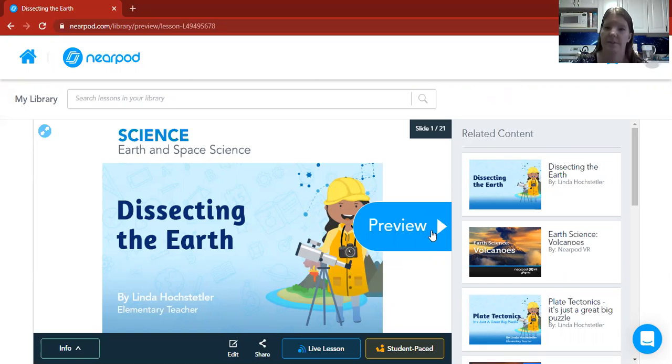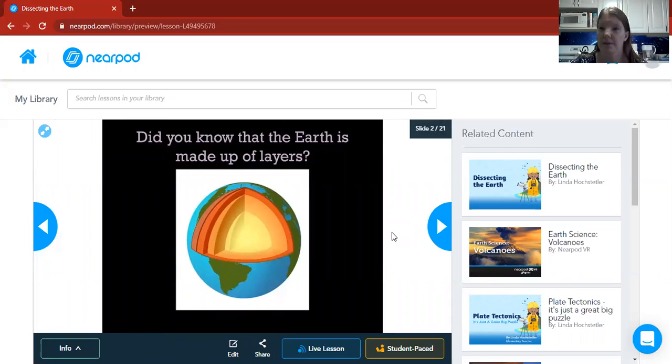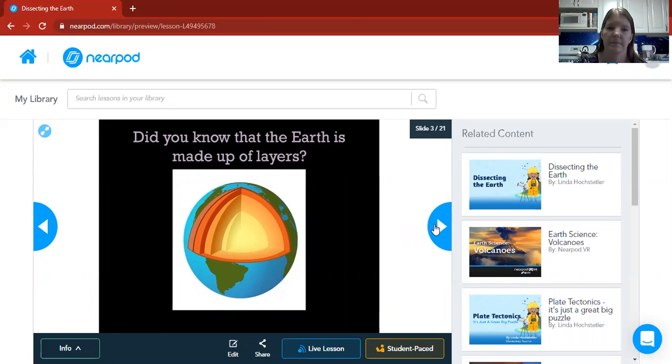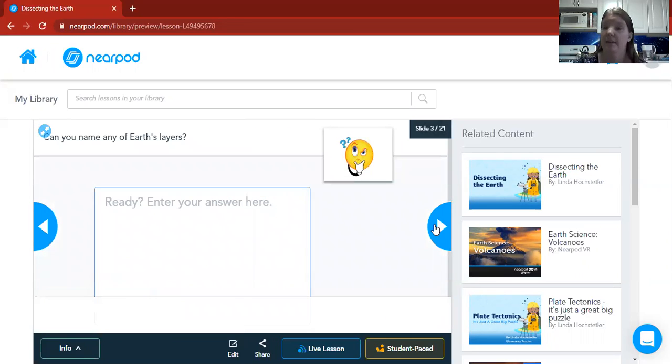Okay, so your Nearpod for today. Did you know that Earth is made up of layers? Some of you might already know some of the layers, if you talked about them last year, or you read about them, or you saw them on a TV show. So that's what your open-ended question is. Can you name any of the Earth's layers? This is your prior knowledge question. I want you to try your best. If you don't know any layers of the Earth, then type, I don't know any. But if you do know one, try and name it.